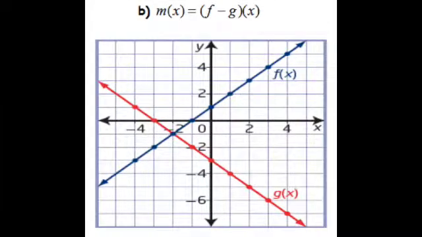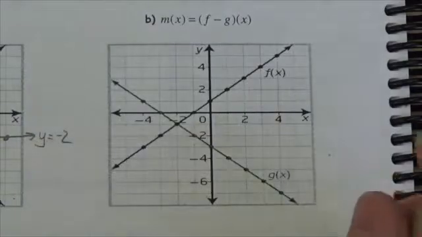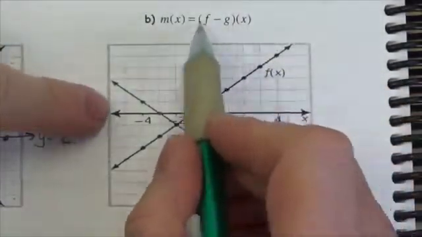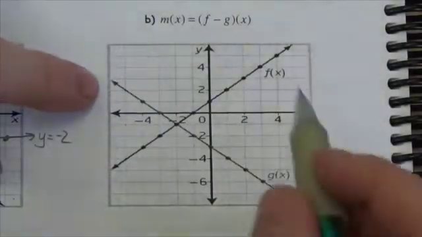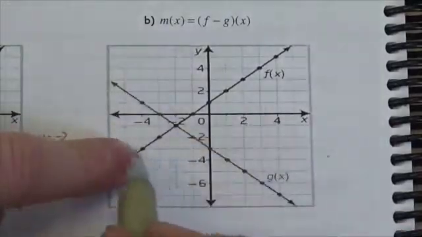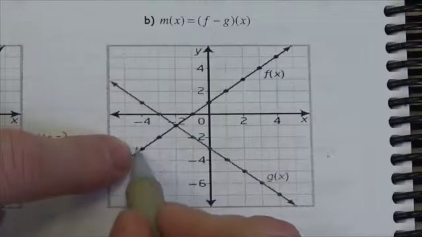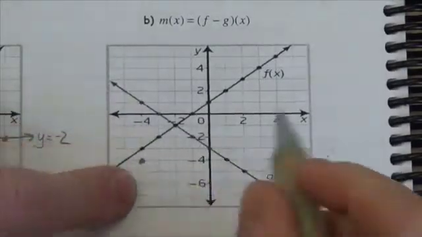M of x is equal to f minus g of x. Now the previous question, the graph ended up being kind of boring. Let's see what happens here. Now I'm subtracting the two, so I really have to pay very close attention to order. So here's f, and when we start over here at negative 4, I get a y-coordinate of negative 3. The y-coordinate for g here is 1, negative 3 minus 1 is negative 4.